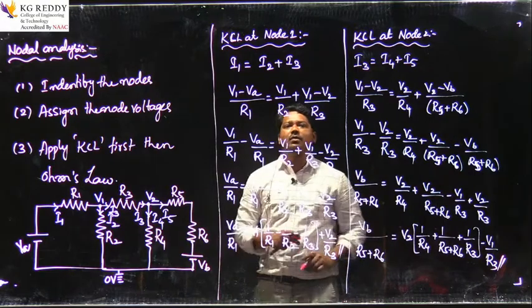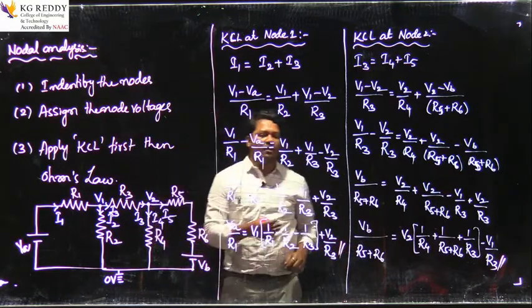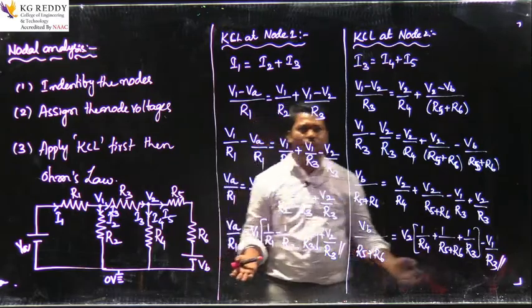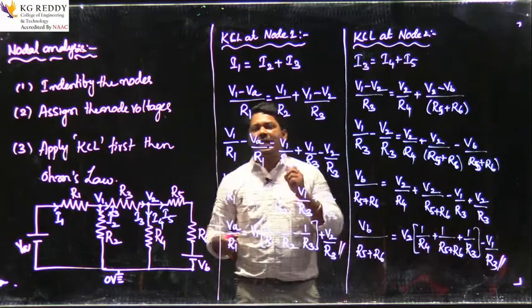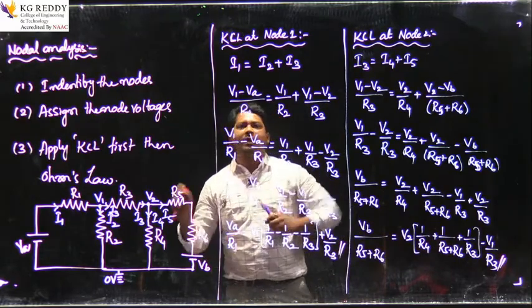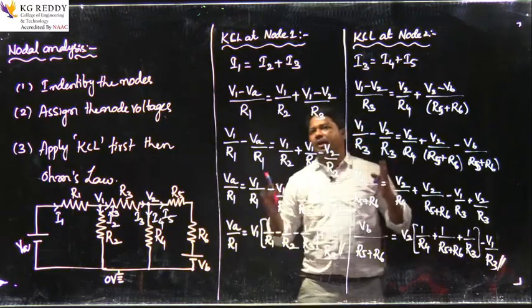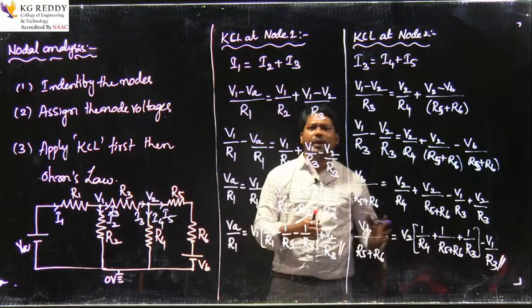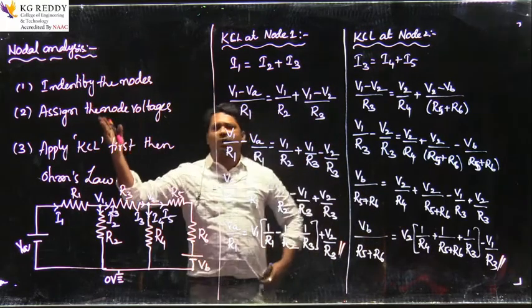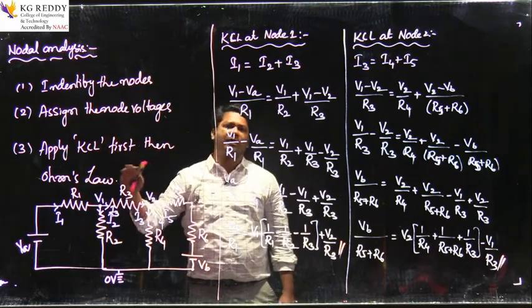So this is how we need to write the nodal equations at a particular node. If we solve these two equations together, we can know the response in each and every element. So this is the basic introduction to nodal analysis. Let us quickly review today's lecture on how to do nodal analysis. We need to identify and assign the nodes, and apply the KCL first, then Ohm's law.